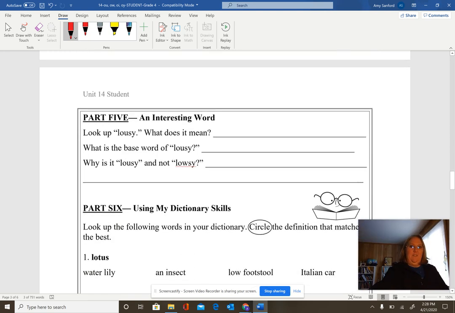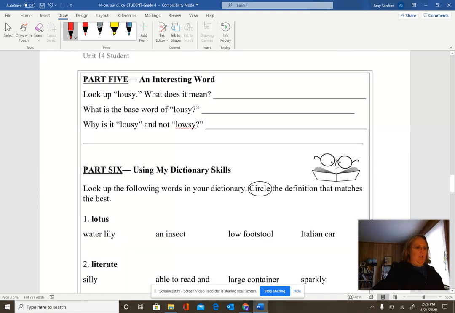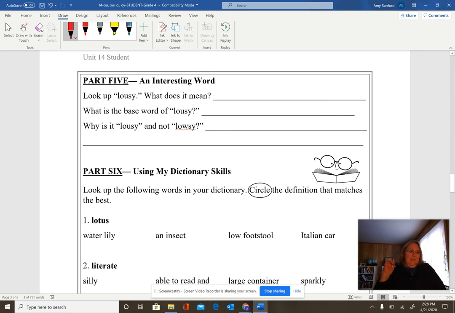Part 5, interesting word. Look up lousy. What does it mean? Lousy means bad. I also thought like it's bad, right? But a form of lice. So lousy could be full of lice. That would not be good. We've had several pets that have been full of lice before.